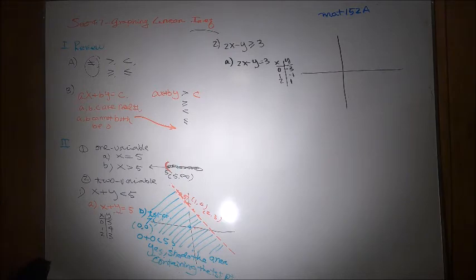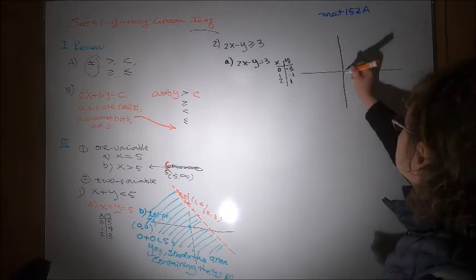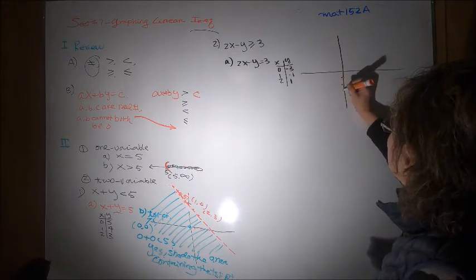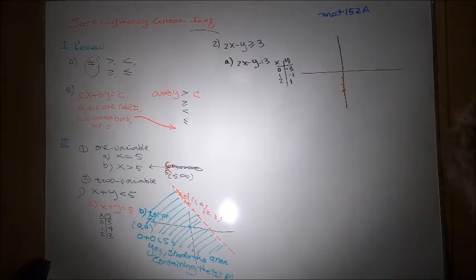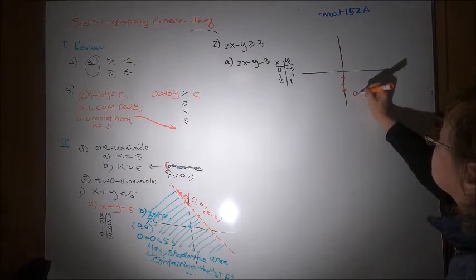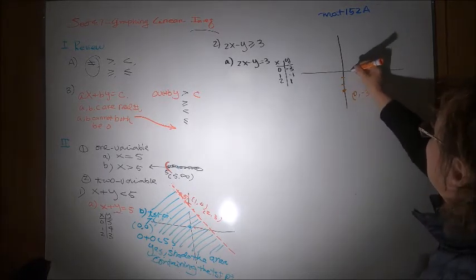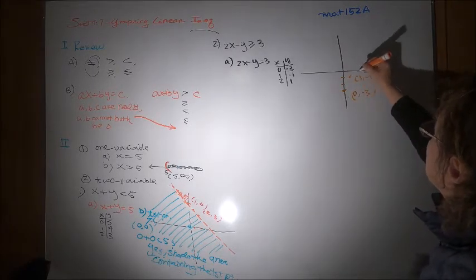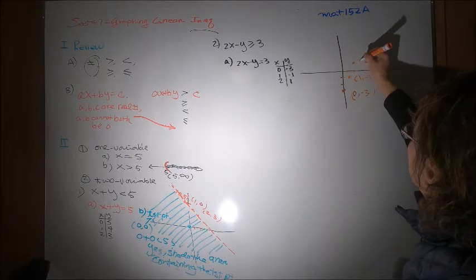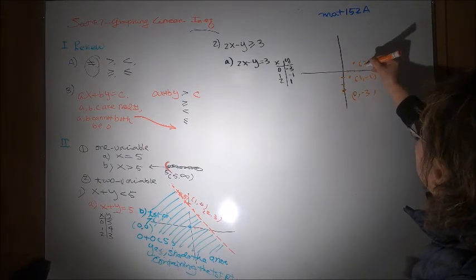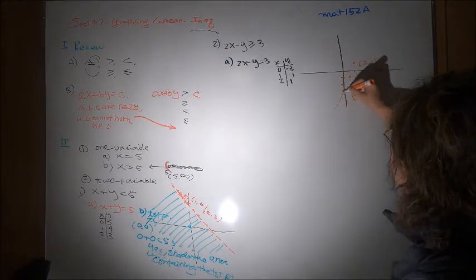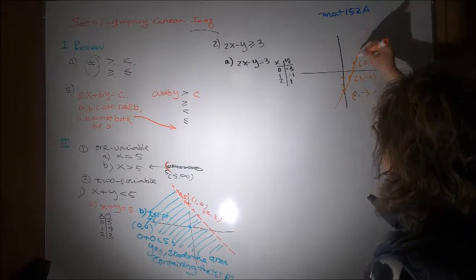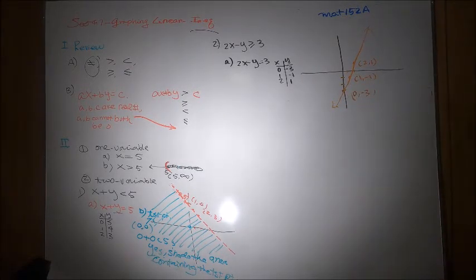So we graph it: 0, 1, -3, right? 0, -3. And 1, -1, right? 2 and 1. That's your boundary line with what? A solid line, right?